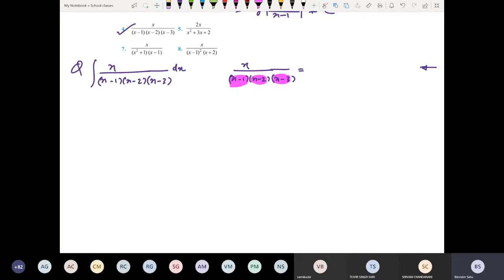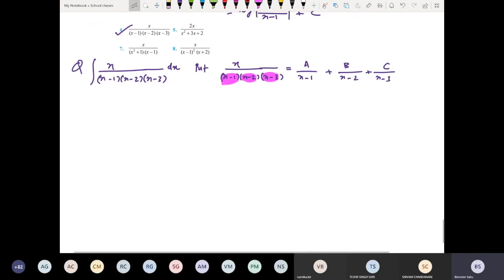Now what is partial fraction? There are 3 linear factors, x minus 1, x minus 2, x minus 3. So in the numerator there will be A, B, C, which are constant terms. So we will be substituting like this. Now what to do? Next step. Yes, students.